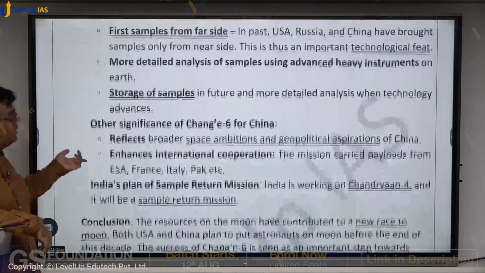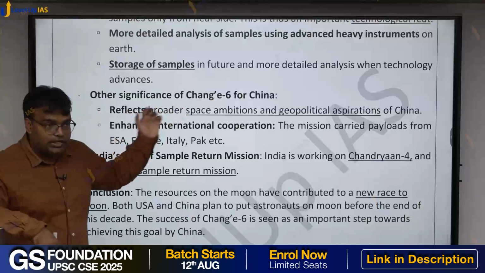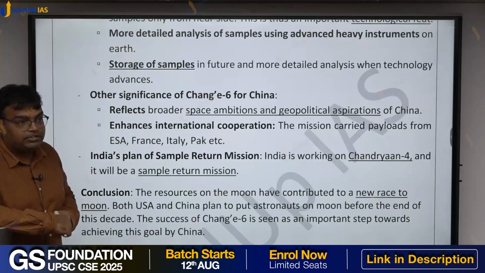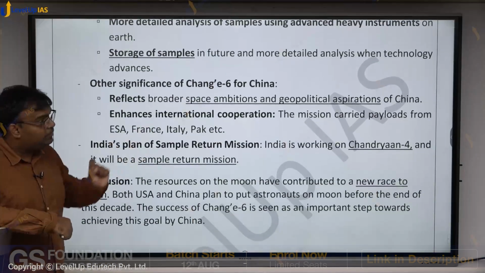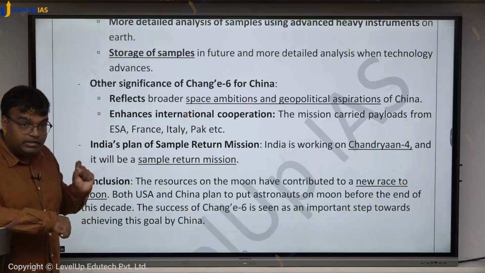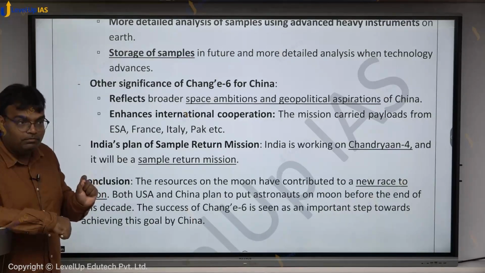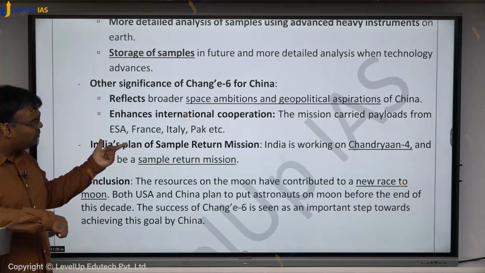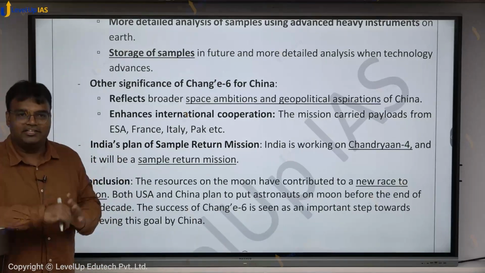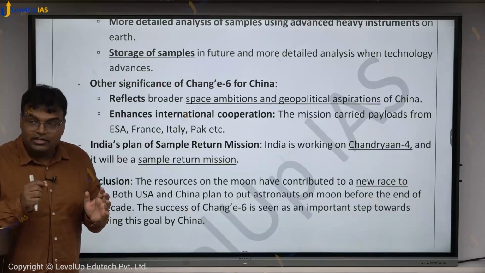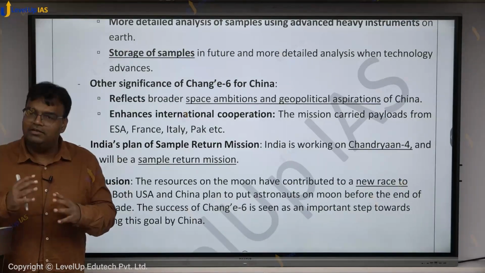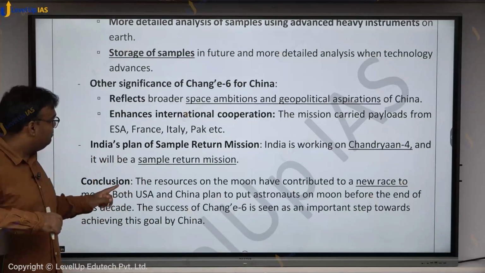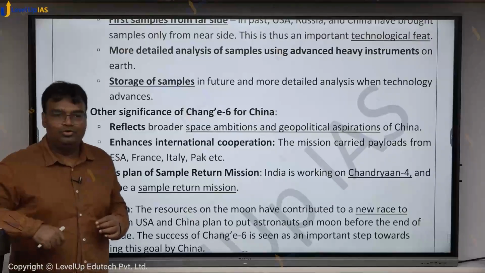There are some other advantages for China. It reflects on China's space ambition and geopolitical aspiration of China. It enhances international cooperation. This Chang'e-6 mission had carried payload from European Space Agency, France, Italy, and even Pakistan. And Pakistan होना चाहिए, 4 countries का लेके गया था, and Pakistan, etc. So it is showing that it is ready to cooperate and thus enhancing its space relations with other countries.